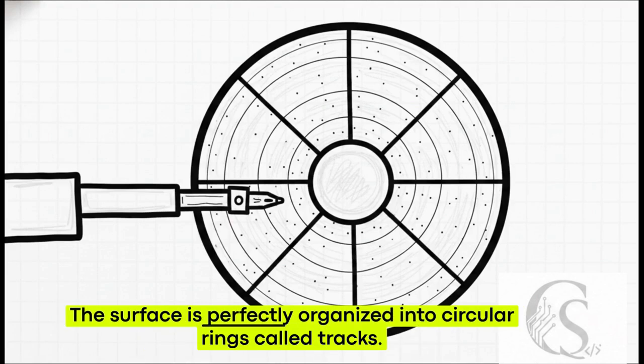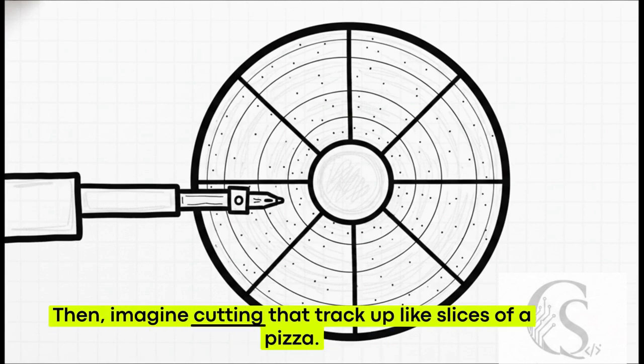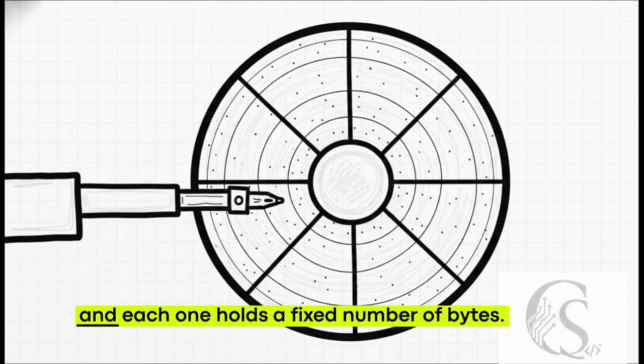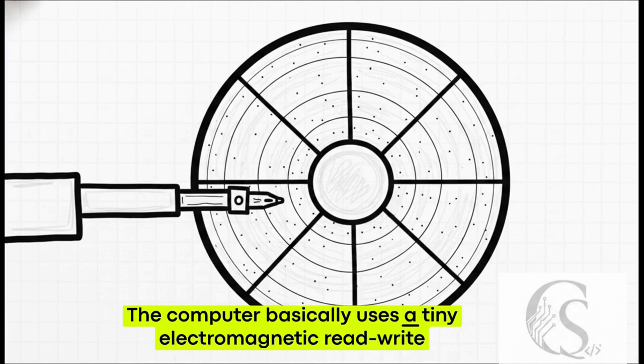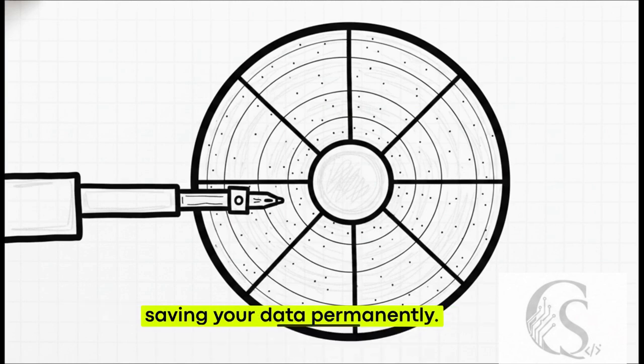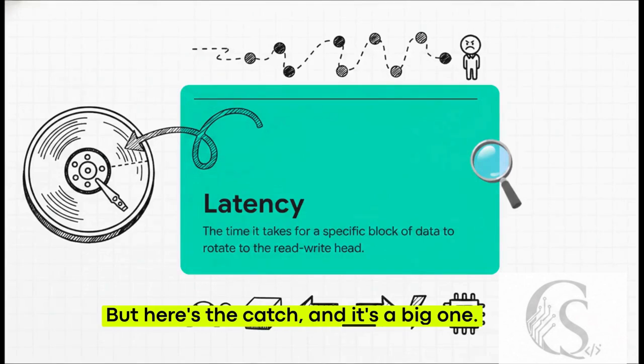The surface is perfectly organized into circular rings called tracks. Then, imagine cutting that track up like slices of a pizza. Those slices are called sectors, and each one holds a fixed number of bytes. The computer basically uses a tiny electromagnetic read-write head on a mechanical arm to magnetize those specific sectors, saving your data permanently.